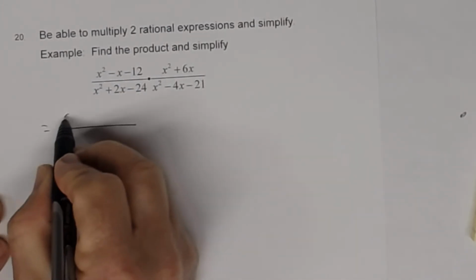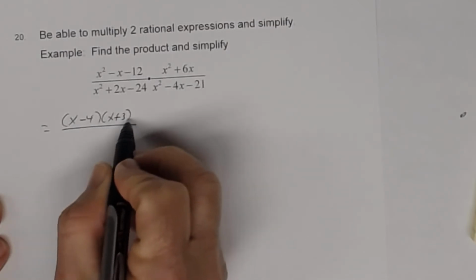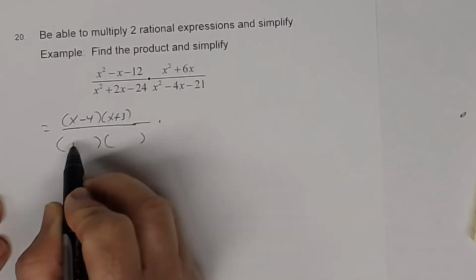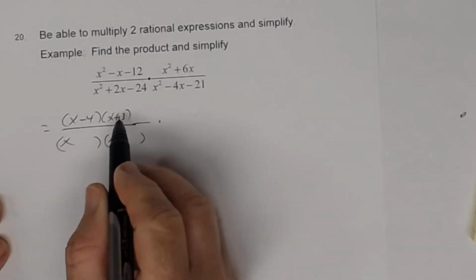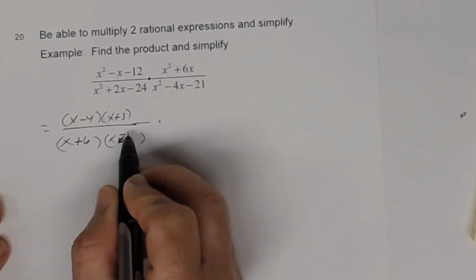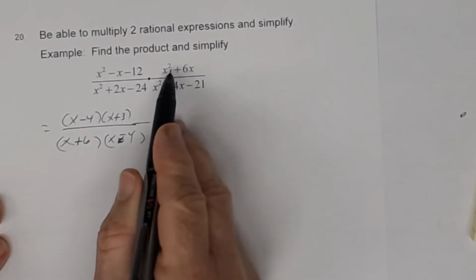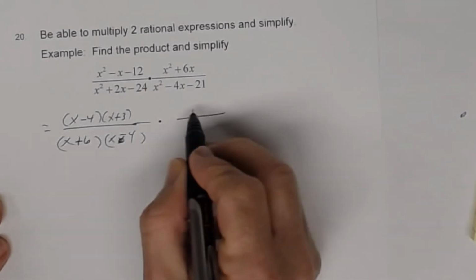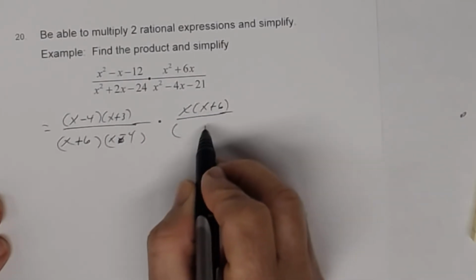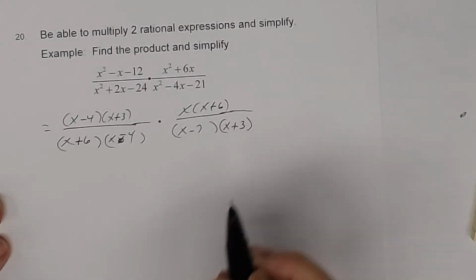So when I factor that numerator, I'm going to get x minus 4 times x plus 3. And the denominator, let's see, that's going to be x, so it'll be x plus 6, x minus 4. That's this one here. In the numerator here, I can factor out an x. So it'll be x times x plus 6. In the denominator, I can factor that as x minus 7, x plus 3.